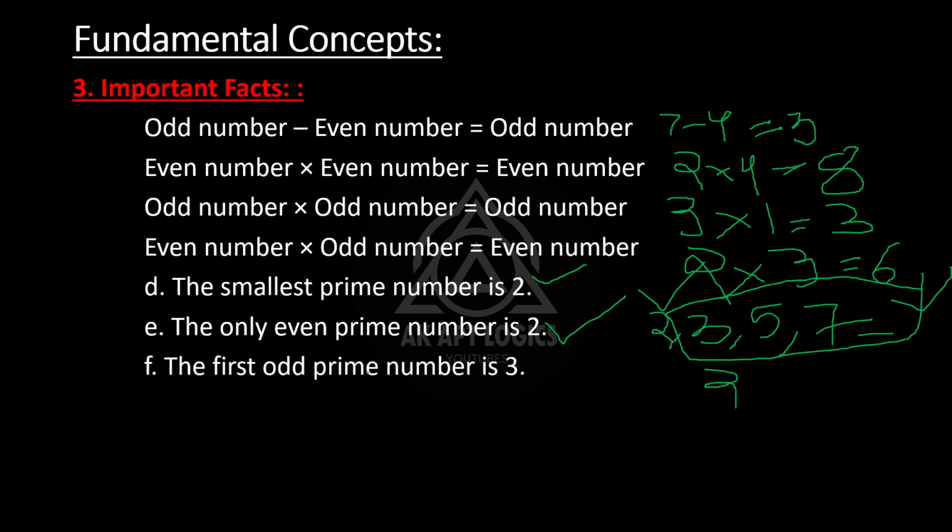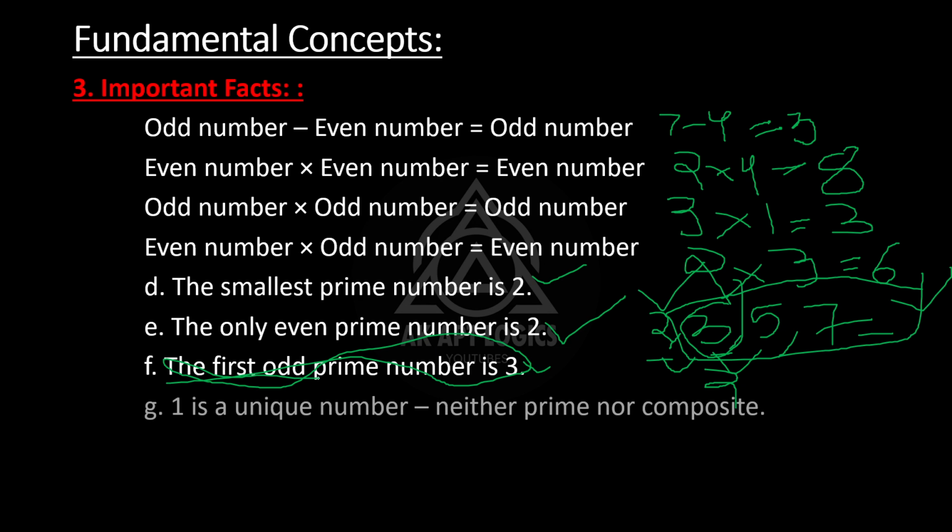Okay, the first odd prime is 3. The prime numbers start from 2, 3, 5, 7, in which 2 is even. Then the next number is 3, which is the first odd prime number. That is all about this point.